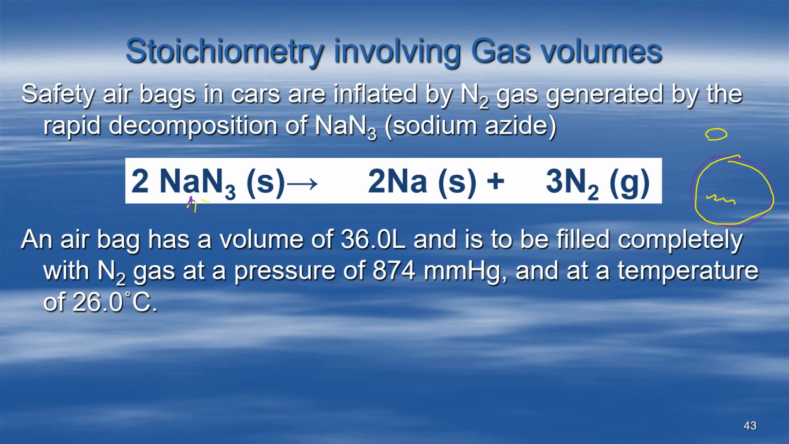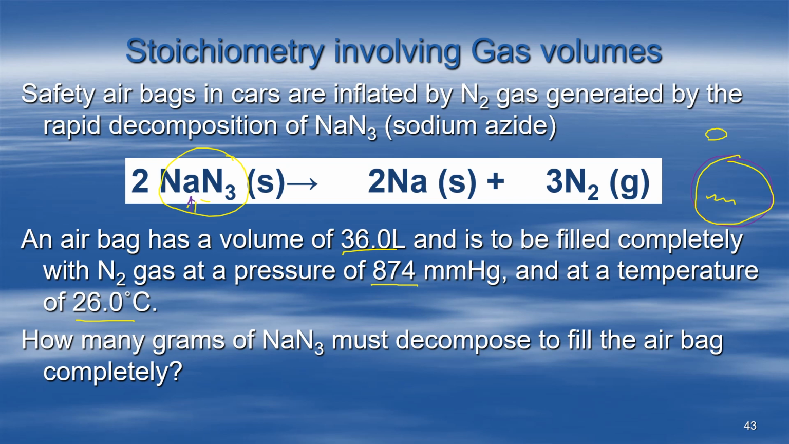So let's look at this question. An airbag has a volume of 36 liters, or in this case, this airbag does. It has to be filled completely with nitrogen gas, and we want the pressure to be 874 millimeters of mercury, and the temperature will be about 26 degrees. So they're giving us those parameters. So the question is, how much NaN3 do we need to have to make this true? How many grams of NaN3 must decompose to fill the airbag completely?